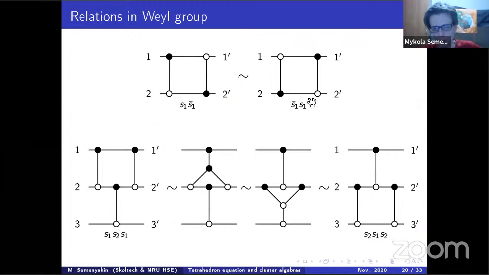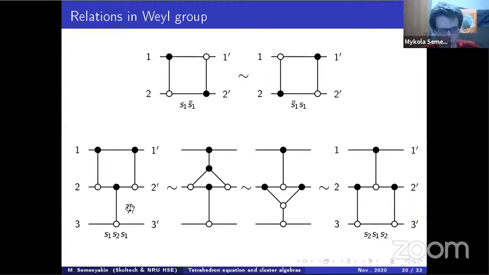And in fact, this commutation can be performed by four move or spider move. And you can also check that S1 is commuting with S2 bar. And this can be checked by application of two move on a pair of white vertices on same line. And another, and probably the most important relation is Coxeter relation.